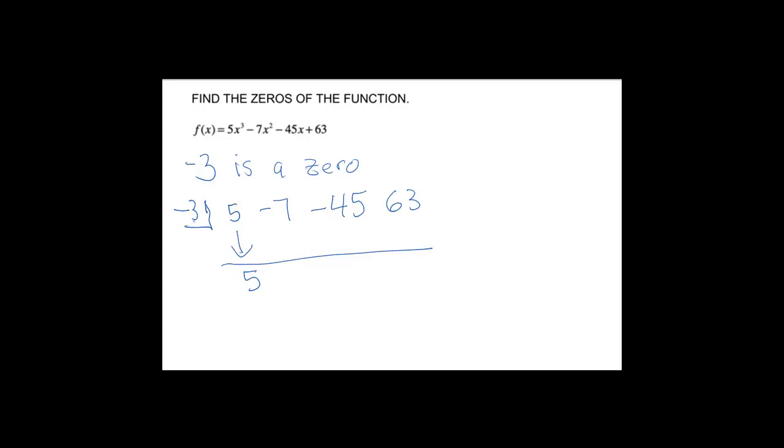So we multiply. 5 times -3 will be -15. So will give us -22 times -3 will give us positive 66. Minus 45 will give us 21. 21 times -3 will give us -63. And there is the 0 remainder we expected because we saw that it was a root. Now we have a quadratic. So we have 5x squared minus 22x plus 21 equals 0.